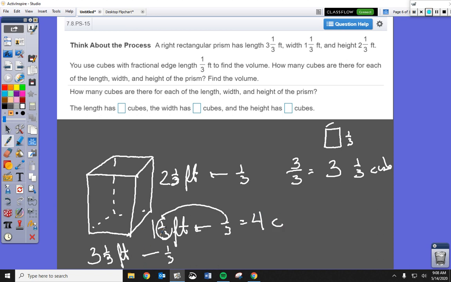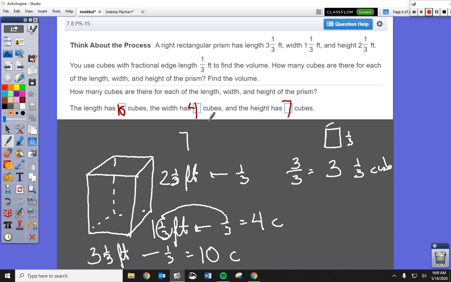Okay. If 3 cubes go into 1, then if we had 3 whole, 3 groups of 3 and 3, that gives me 9 plus the 1 gives me, hey, we have 10 cubes here. And here we have how many 1/3s going to 2 1/3? Well, 3 goes into 1, 6 would go into 2, plus that extra 1 there, that would give me 7. So the length left to right is 10 cubes. The width front to back is 4 cubes, and the height is 7 cubes.